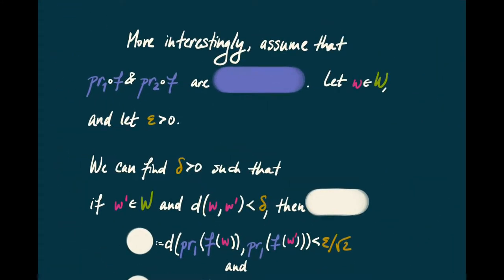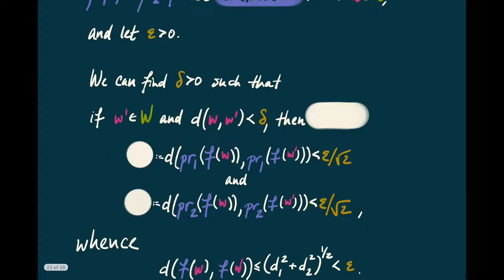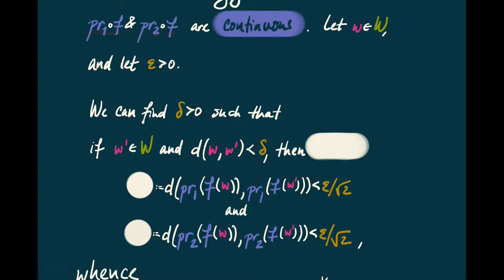So let's assume that these composites, PR1 of F and PR2 of F, are both continuous. Let's let w be a point of W, little w and big W, and let's let epsilon be greater than zero. I need to find a delta now with the property that if w prime is a point of big W and it's delta close to little w, then F of w prime will have to be epsilon close to F of w. Okay, well, what do I know I can do? I know that these two composites here are both continuous. I know that I can find a delta greater than zero such that if w prime is delta close to w, then both of the following things are going to be true.